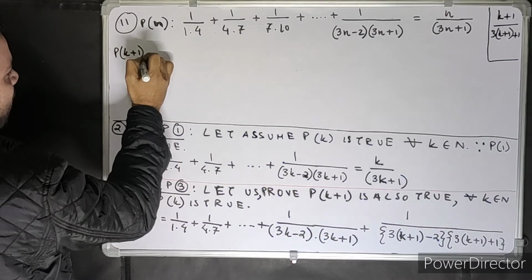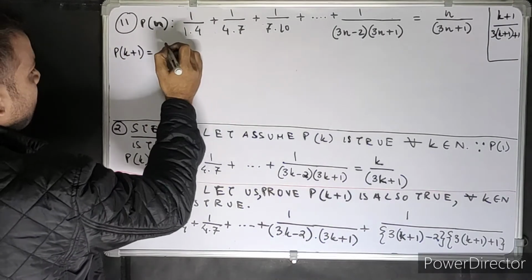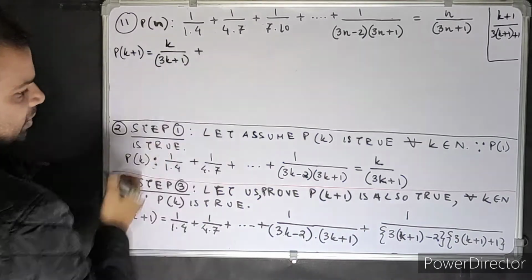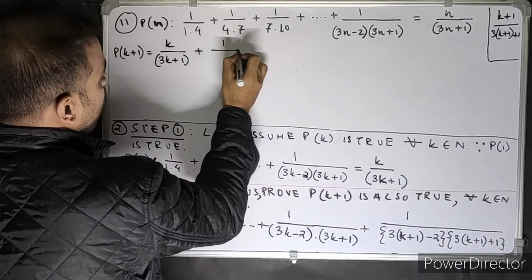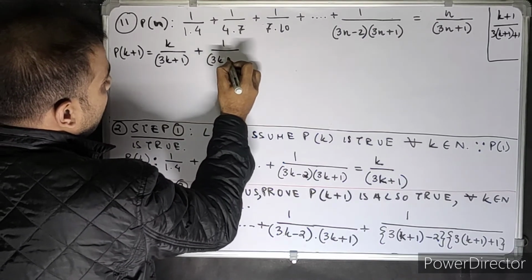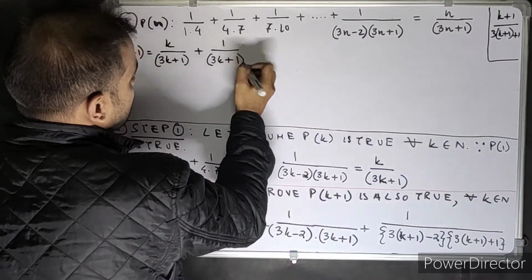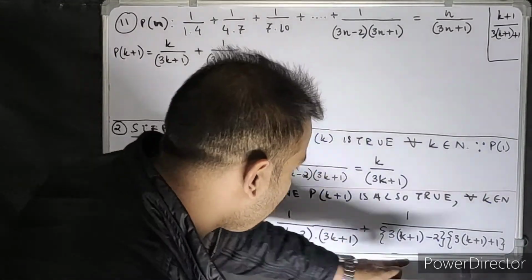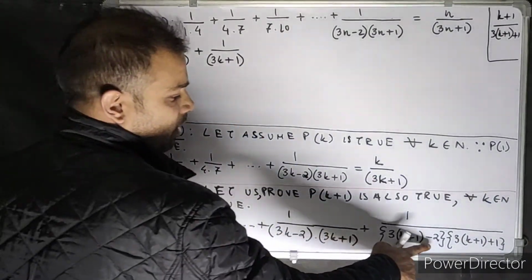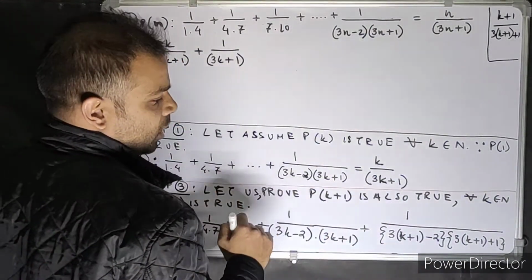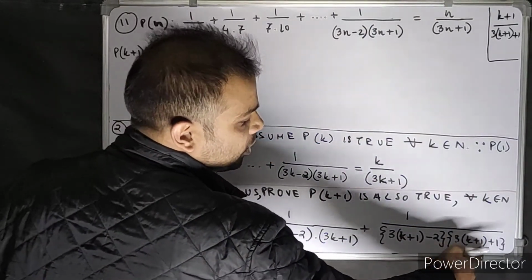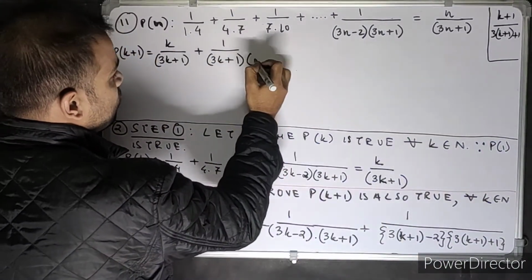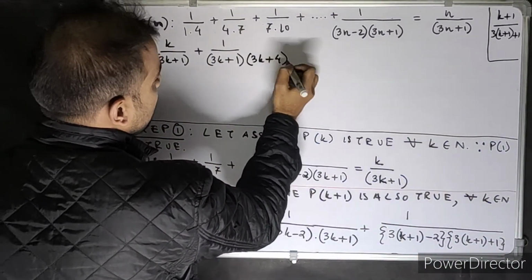So P of k plus 1 is equal to k divided by 3k plus 1 plus, multiply that out, so that will be 1 divided by 3k plus 1. See, check it out. 3 into k is 3k. 3 into 1 is 3. Minus 2, that's 3 minus 2 is 1. Now over here 3 into k is 3k, 3 into 1 is 3, and 3 plus 1 is 4. So this one you are going to get 3k plus 4.